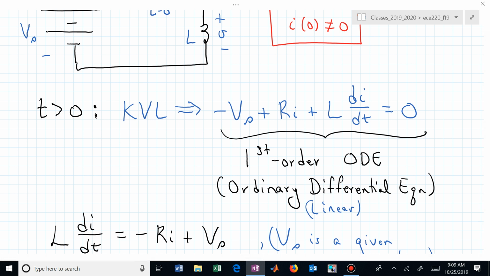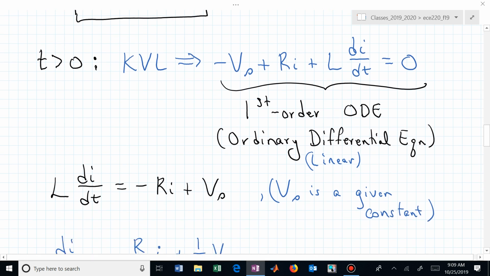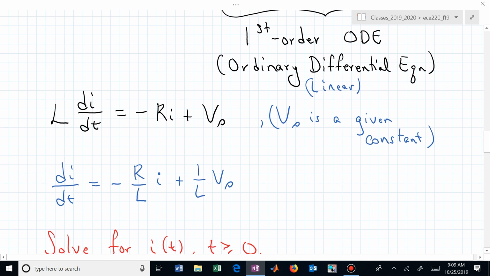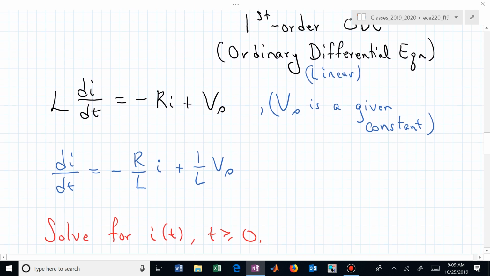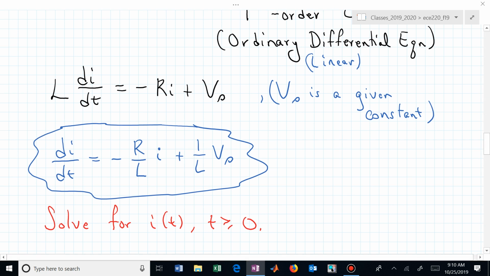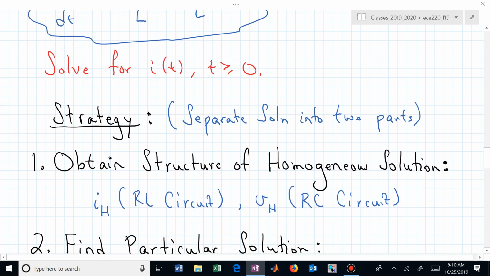We can then rearrange that governing differential equation. Again, I'm just reminding us that V_S is a given constant value. We can isolate our derivative, and now what we want to do is use this first order differential equation to find the solution for i, the current in that inductor, for time after the switch has been closed, for t greater than or equal to 0 in this case. And we're going to do it maybe a little differently than what the book did it.